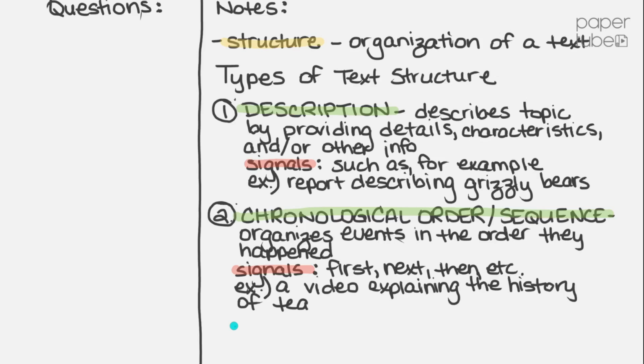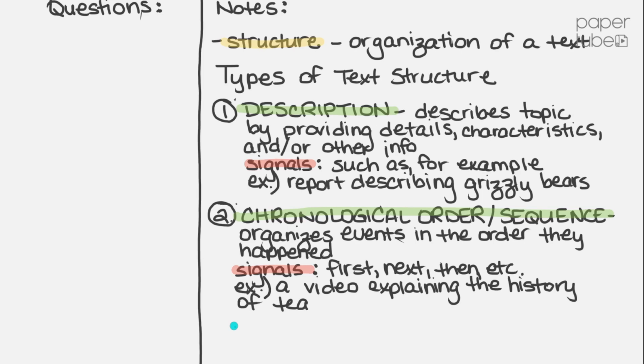The next type of text structure that we're going to talk about is chronological order or sequence. Sometimes you might see it referred to as order, but chronological order and sequence are all pretty much the same thing. It is a structure where basically the text is organized as a set of events, and the events are put in the order that they happened.